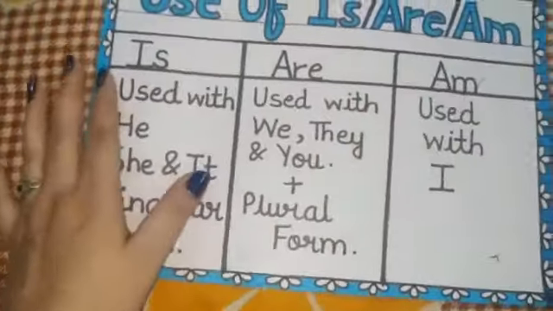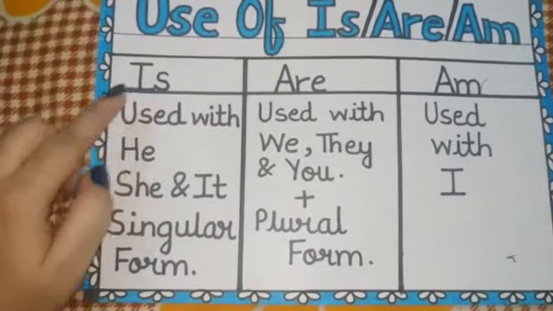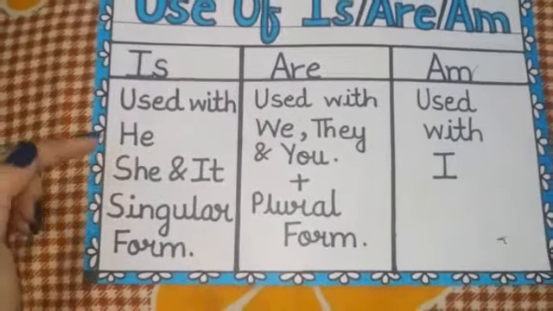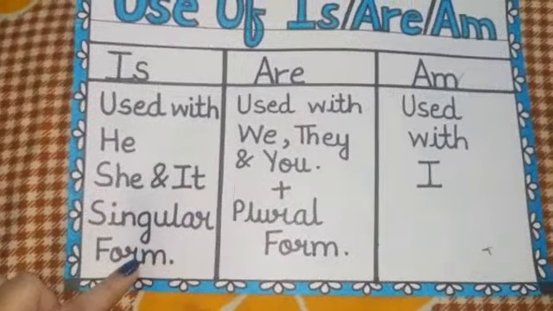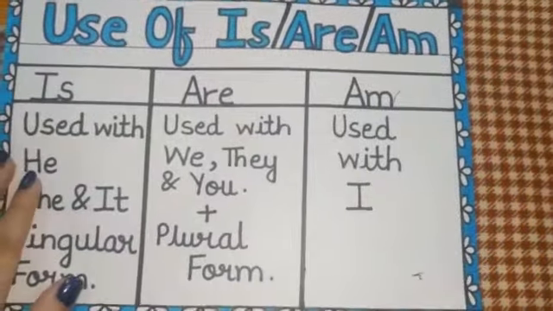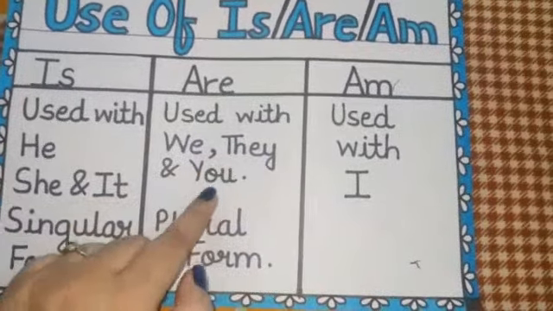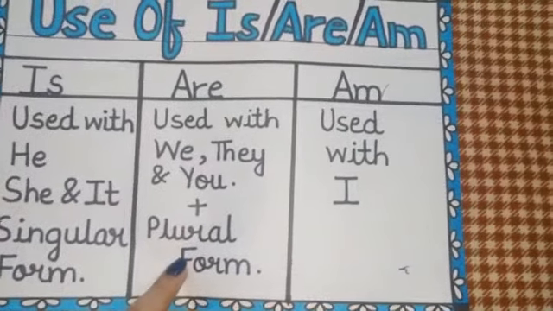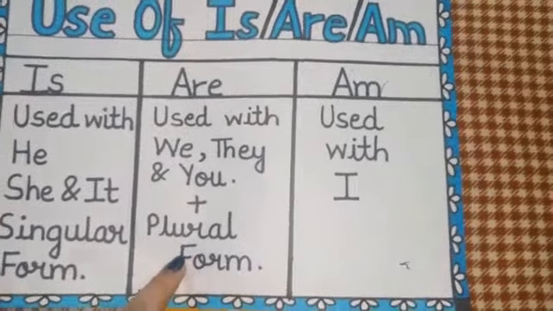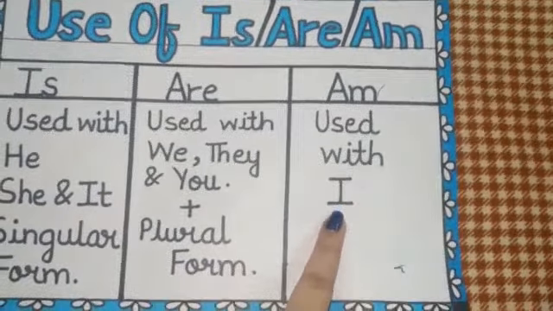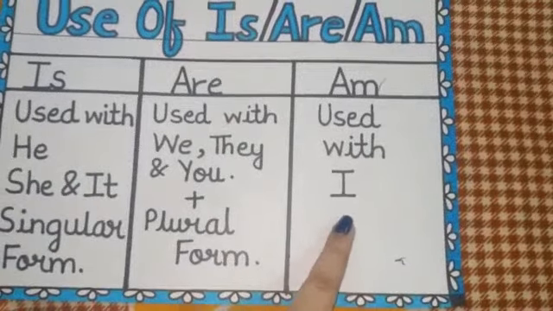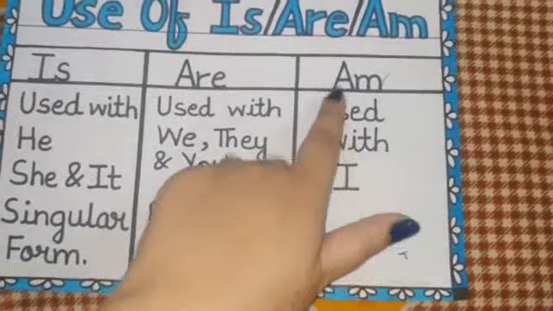Once again, we'll just revise it. Is is used with he, she and it, and singular form, whenever we are talking about one thing. Are is used with we, they, you and plural form. It means whenever we are talking about more than one thing. Am is used with I. It is only used with I. Whenever we are starting our sentence with I, we use am with it, okay?